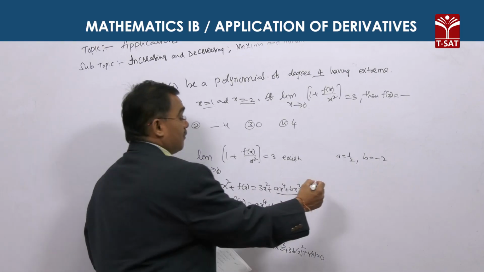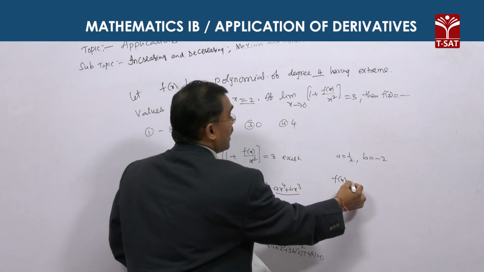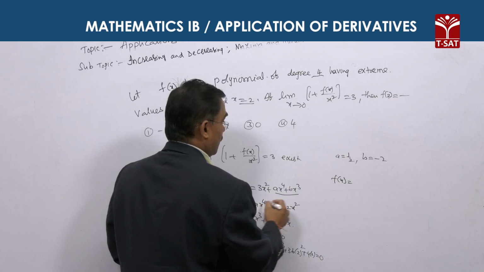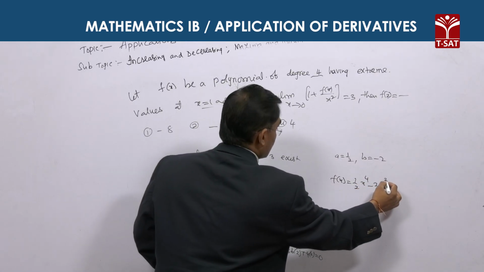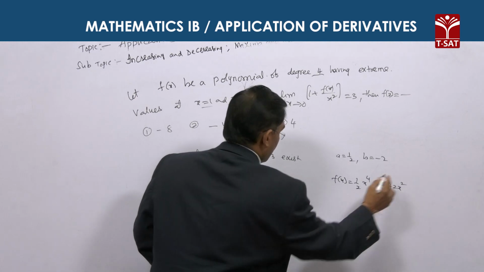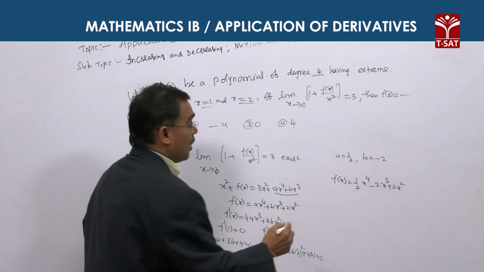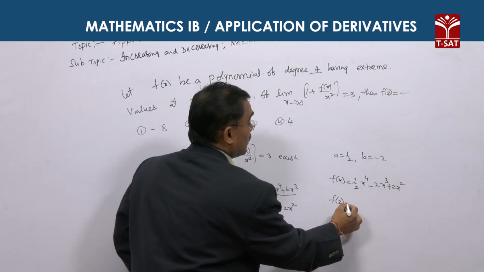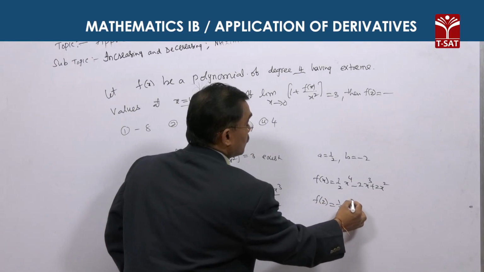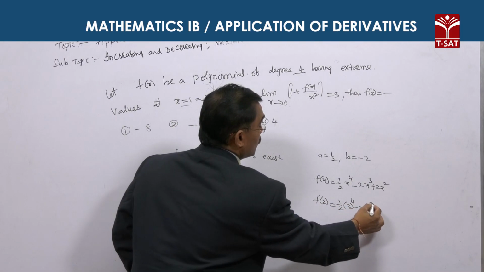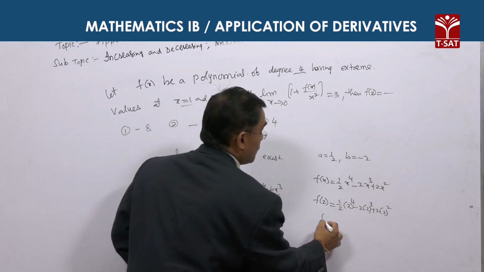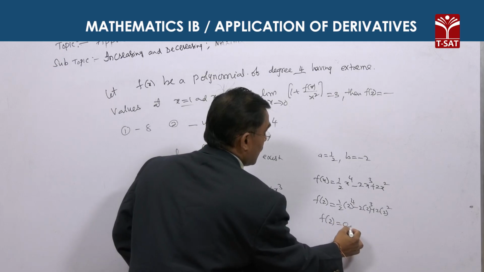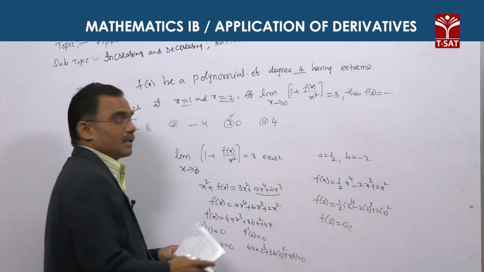Right. Therefore f of x, substituting the a and b values, is equal to 1 by 2 x power 4 minus 2 x cube plus 2x square. Asking for the f of 2 value: f of 2 is equal to 1 by 2 into 2 power 4 minus 2 into 2 cube plus 2 into 2 square. Simplify the value, f of 2 is equal to 0. Right, 0 is the correct response.